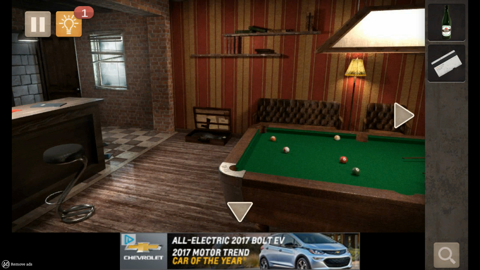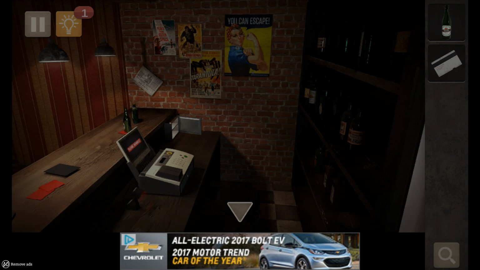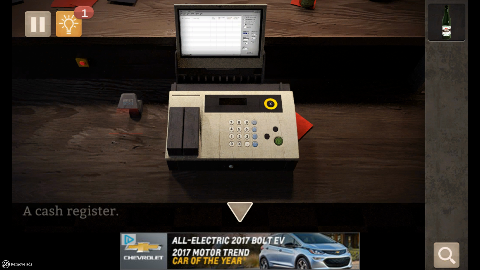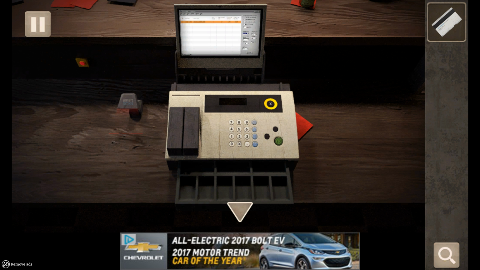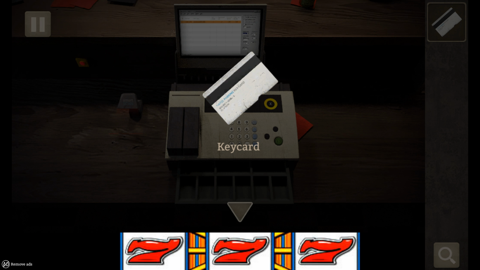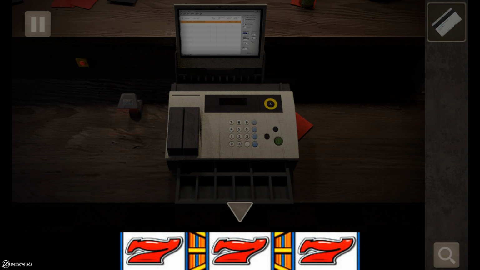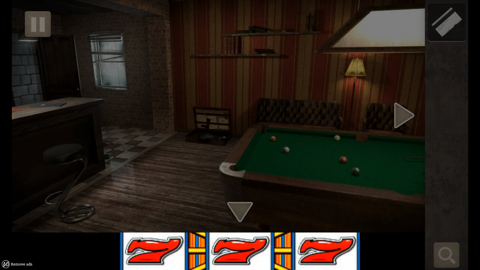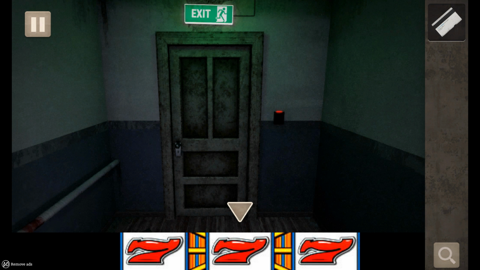Alright, so let's use that on our nice little trusty cash register here. Okay. Can we scan it now? Yes. We have something here. Another key card. Hotel parking key card. All right. I didn't see another key card thing. Oh, yeah. The other door. Completely forgot that there was another room. All right, let's get out of here.